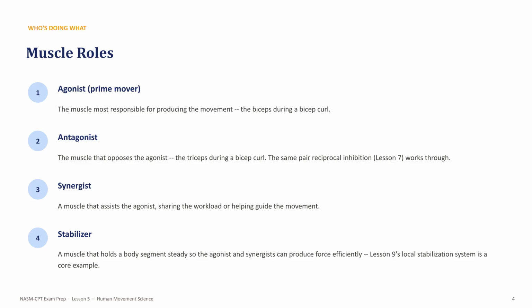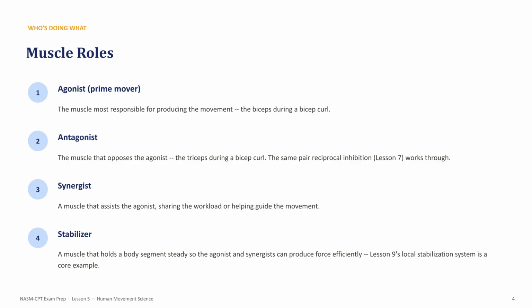Now let's talk about who's doing what. The agonist, or prime mover, the muscle most responsible for producing the movement. The biceps during a bicep curl. The antagonist, the muscle that opposes the agonist. The triceps during a bicep curl. This is the same pair that reciprocal inhibition, which you'll cover in Lesson 7, works through.